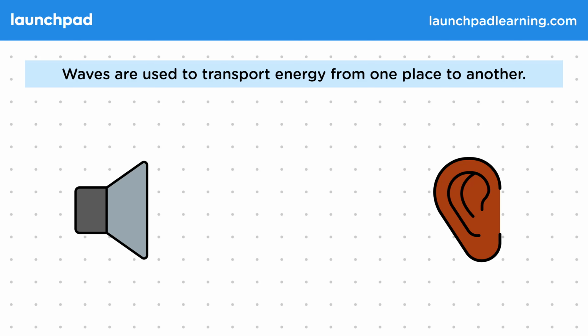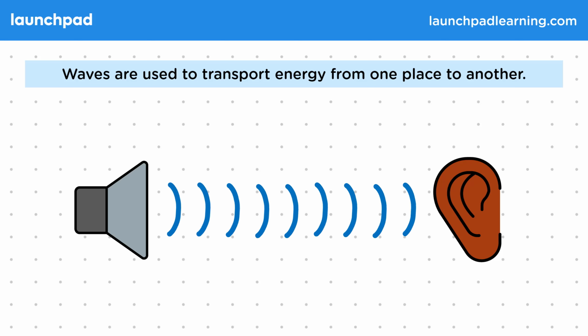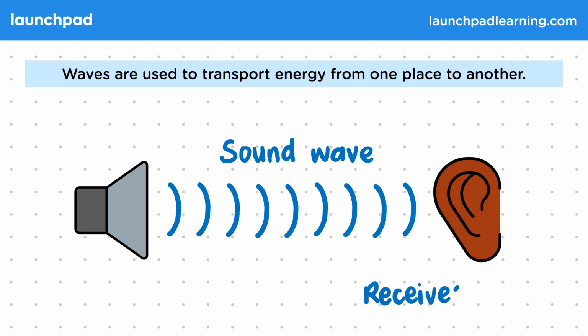Speakers also work by producing waves. This type of wave can be represented by drawing a pattern like this one. The speaker gives out energy, which is transported in this sound wave to our ear. Our ear then receives this energy, causing bones in the ear to vibrate.